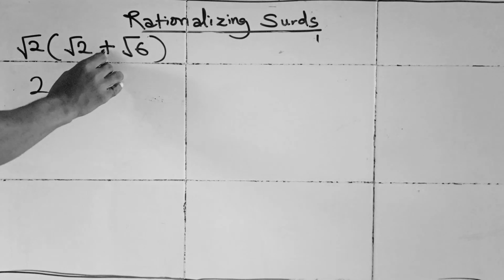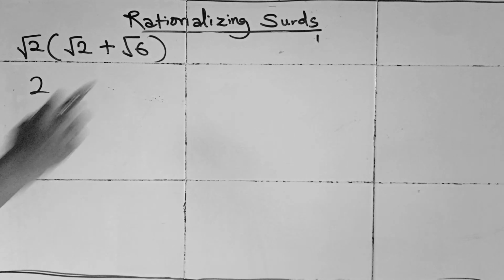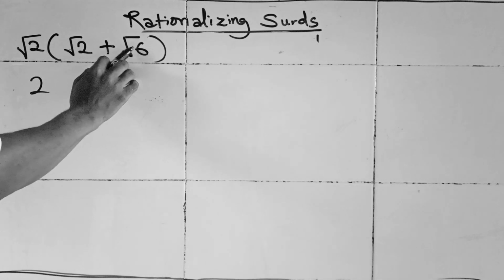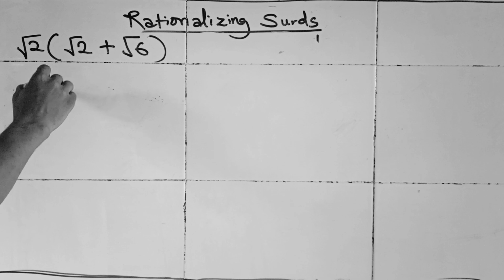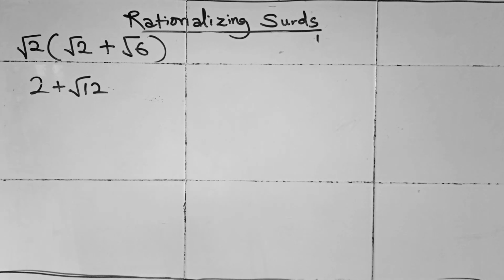Now, root 2 times plus root 6. 2 times 6 is what? 12. They can multiply each other because both of them are inside the roots. You understand? So root 2 times root 6 will give you root 12. That will be plus root 12. You see it now? Now we can expand 12 to be like this.